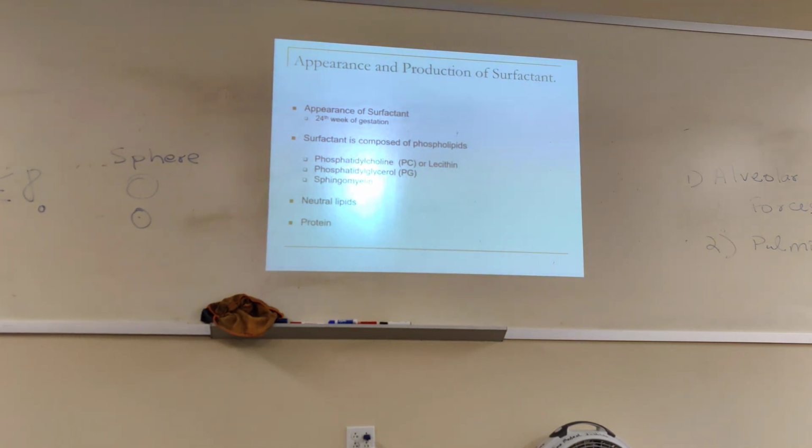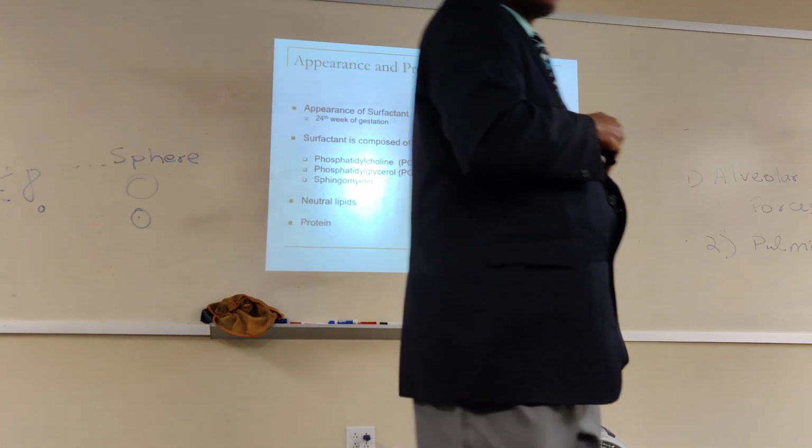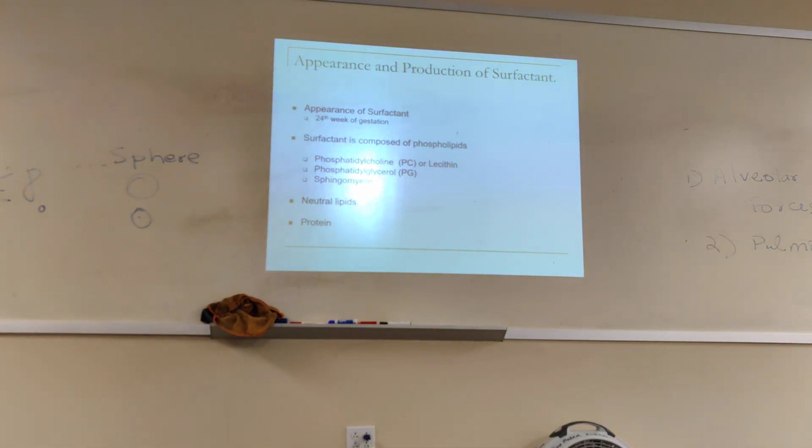Now, phosphatidylcholine is also called lecithin. Lecithin is another name for it, immature type of surfactants. And then we have phosphatidylglycerol, PG. That is the mature type of surfactants, which is very good for surface tension. But that one begins to appear at the 35th week of gestation. So a baby reaches 35 weeks, they're okay, because they have PG. They may not have a lot of respiratory distress.